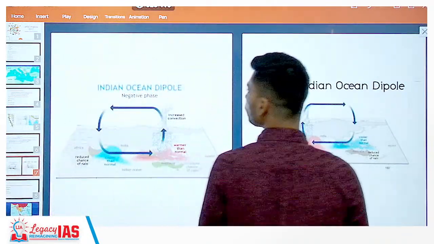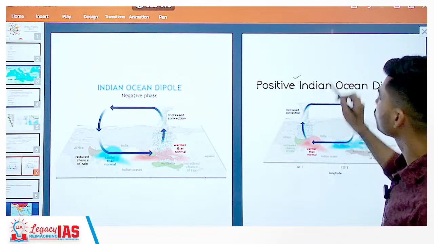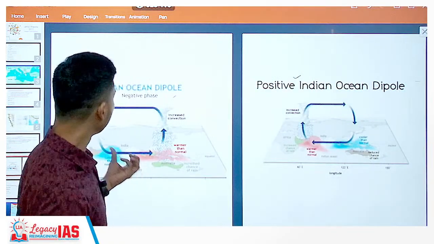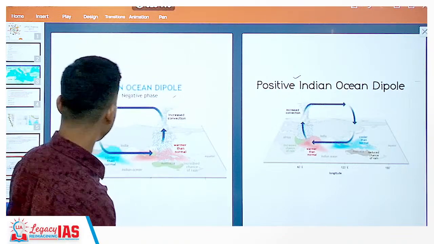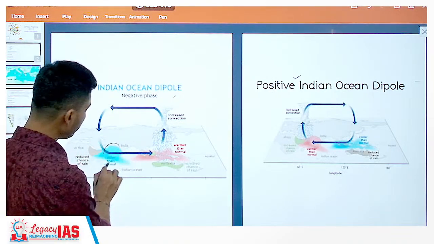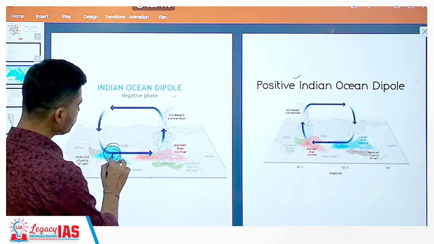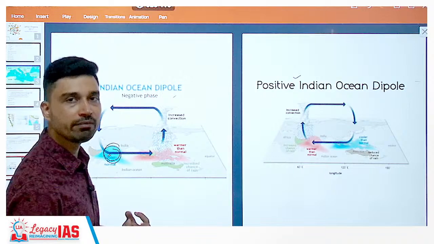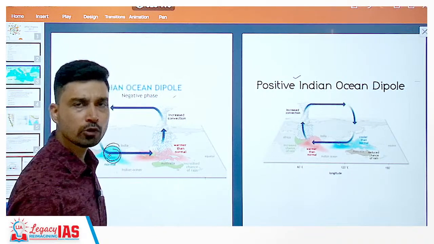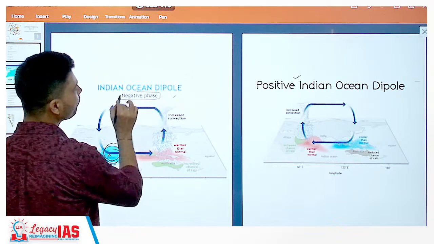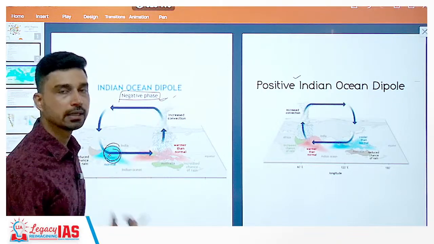For example, the Indian Ocean Dipole can have two phases, the positive phase and the negative phase. In the negative phase of the Indian Ocean Dipole, the western part of the Indian Ocean is cooler than usual. If this part is cooler than usual, that means there is less convection, less condensation, less cloud formation, and a lesser amount of rainfall. So the negative phase of IOD has a similar impact to El Nino.